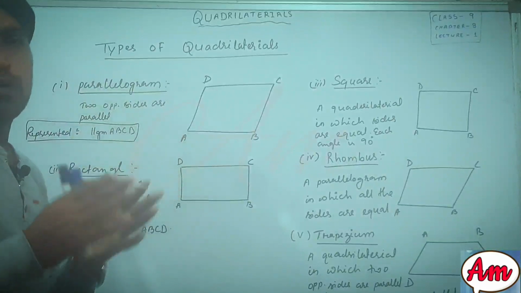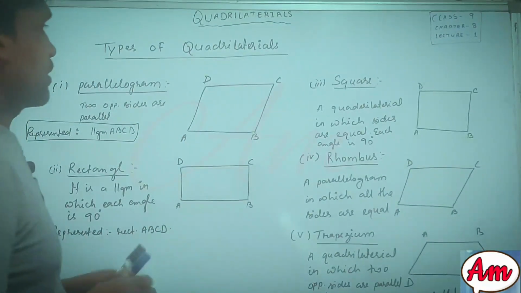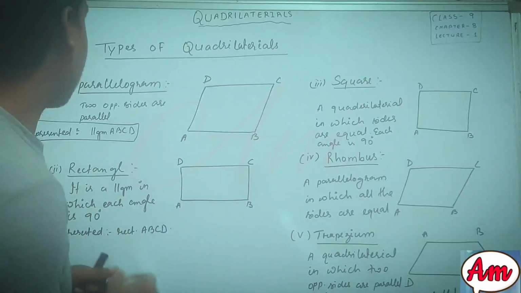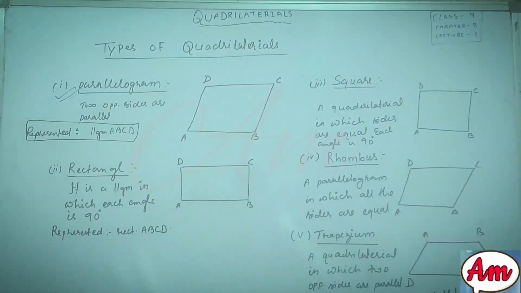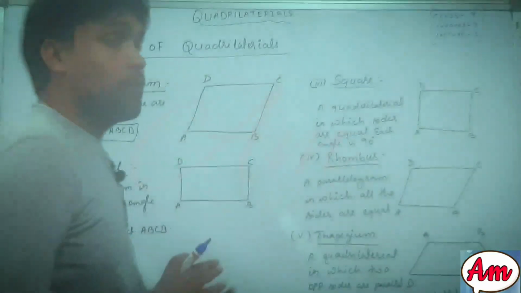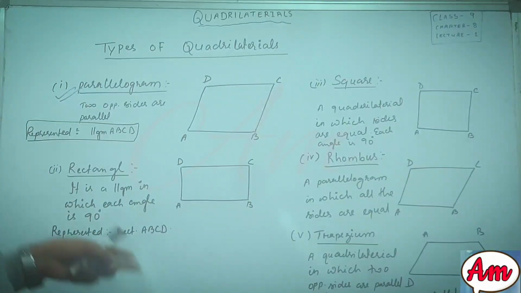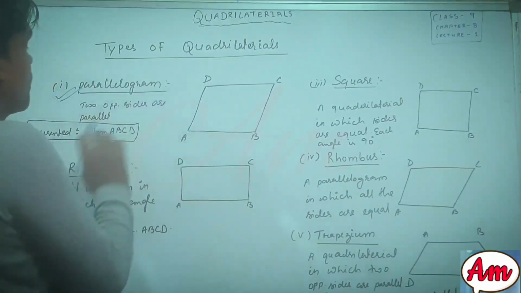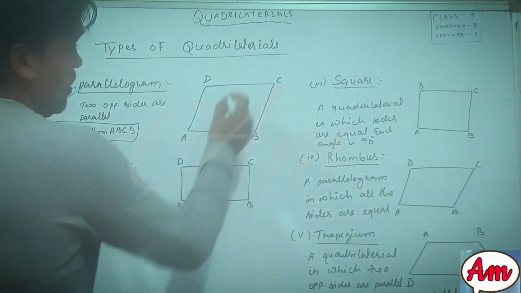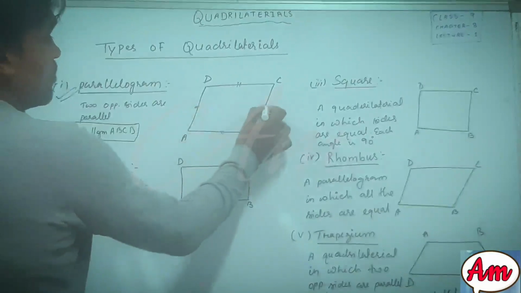Some basic points regarding the quadrilateral. Now we are going to discuss the types of quadrilateral. The first type of quadrilateral we have written here is the parallelogram. So this is the diagram of a parallelogram. Now what is a parallelogram? A parallelogram has two pairs of opposite sides parallel. So this one and this one are parallel, this one and this one are parallel.